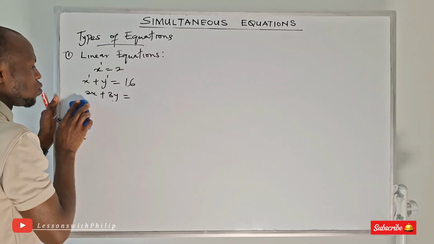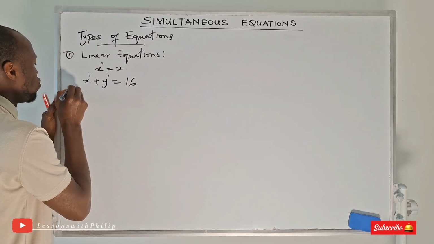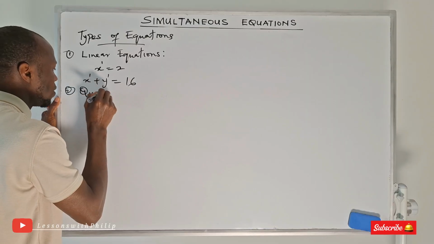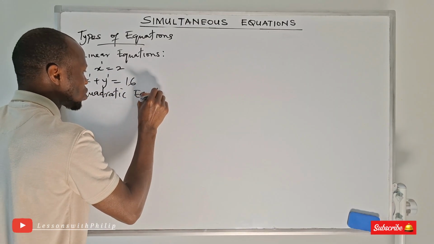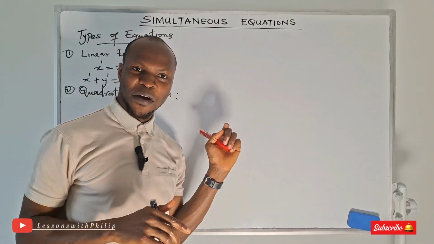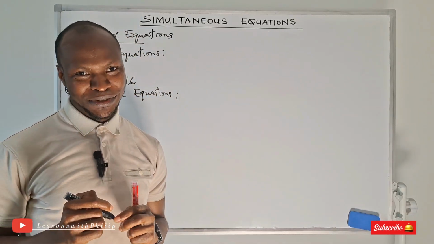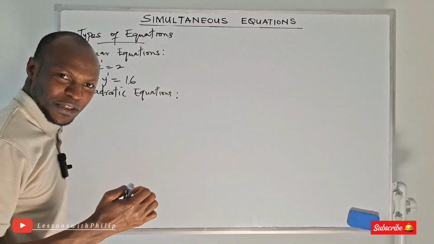Now, let's go to another type of equation. Number 2, we have what we call quadratic equations. And I think in our previous video, we dealt with solutions of quadratic equations. Okay? Now, how do you identify quadratic equations?